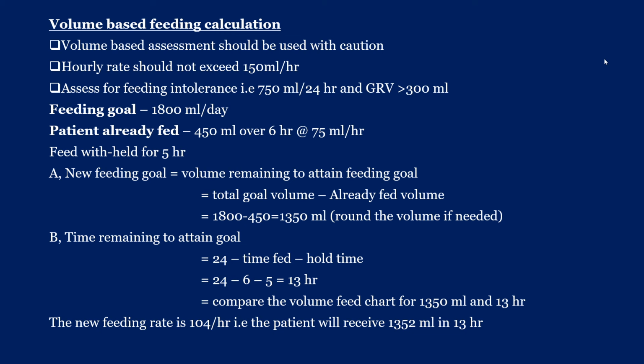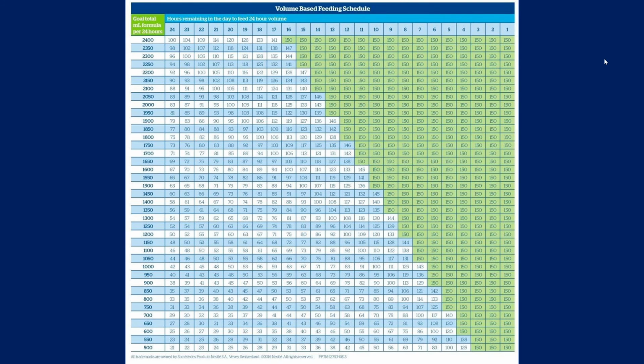For example, if the total volume per day is 1800 ml, the feeding rate per hour will be 75 ml. If the patient was already fed 450 ml over a 6-hour period, and now the feed is held for 5 hours, in such a case, total volume minus fed volume gives the remaining ml to be fed. The timing will be calculated as 24 hours minus time fed minus withheld time, which gives 13 hours. Compare these hours and ml with the chart below. The instant volume based chart shows 104 ml per hour to compensate for the remaining feed.